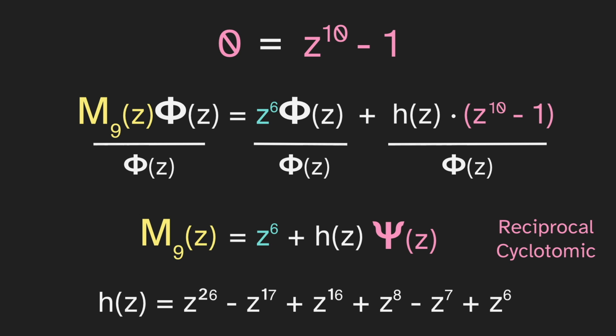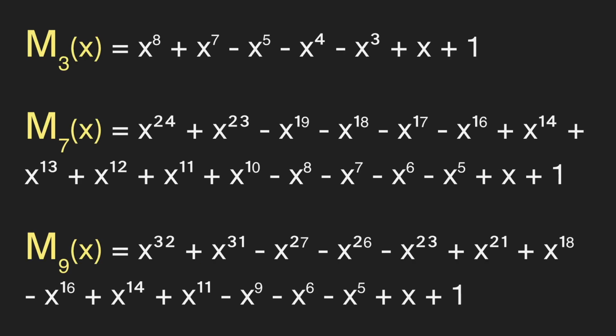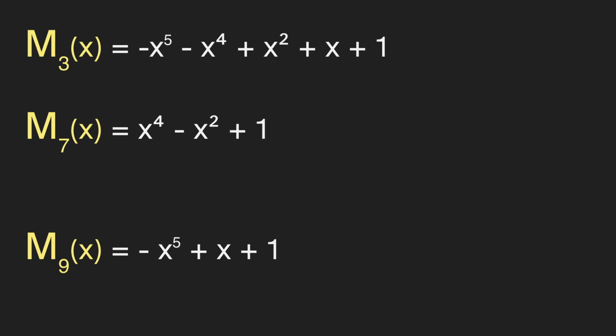So now we have kind of a special kind of equivalence. We'll write it out this way. Two modifiers, m and n, are equivalent if there is some polynomial h such that m equals n plus h times psi. In other words, modifiers are equivalent if they're only separated by a multiple of psi. So now if we return to our three polynomials, we can divide by psi and take the remainder, and we get these much nicer forms to deal with. And these polynomials are equivalent, at least as modifiers.